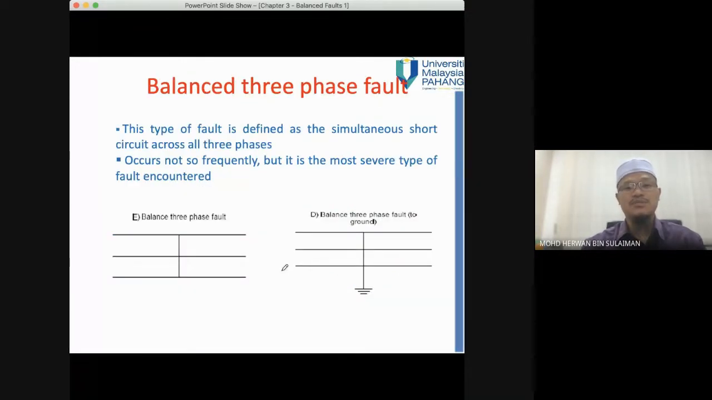So this is 3-phase fault. 3-phase fault, this one you dah belajar. Okay. This type fault is defined as simultaneous short circuit across the 3 phase. Maknanya 3 phase. Kita ada phase A, phase B, phase C, short. And then bila short to ground, panggil balanced 3-phase fault to ground. Okay, maknanya 3 ni short to ground.